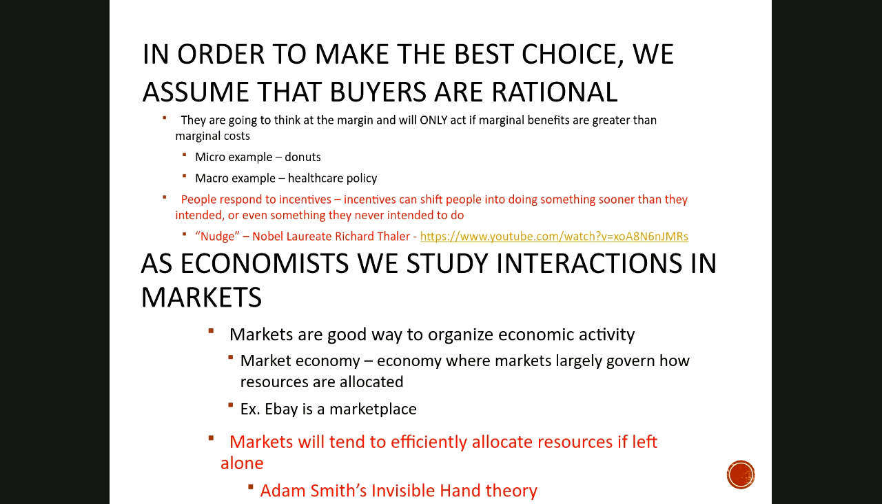This guy, Nobel laureate Richard Thaler, won the Nobel Prize in economics for his book Nudge. And basically, this little video explains the research behind it. The idea is that you can do little subtle things that convince people to do things that you think are better for them than they otherwise would.